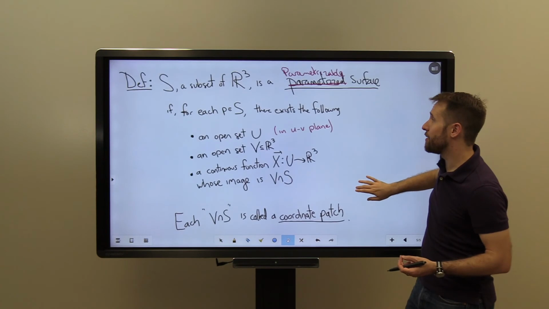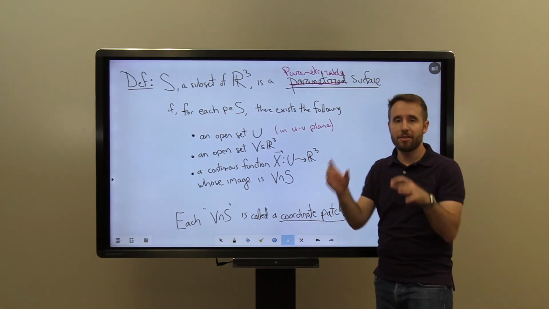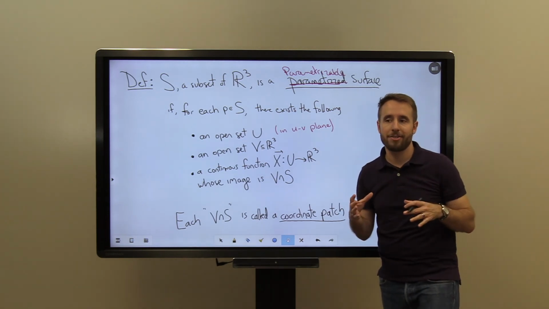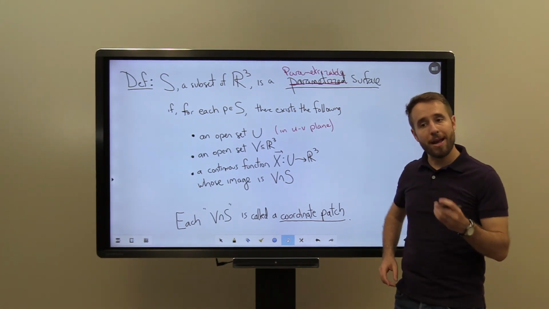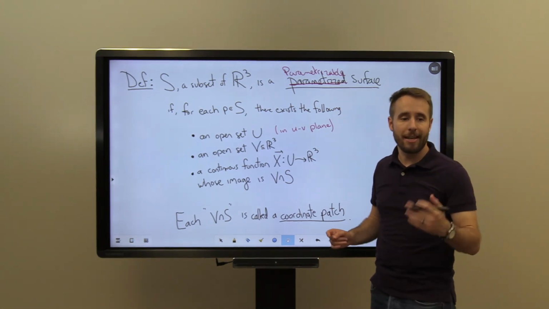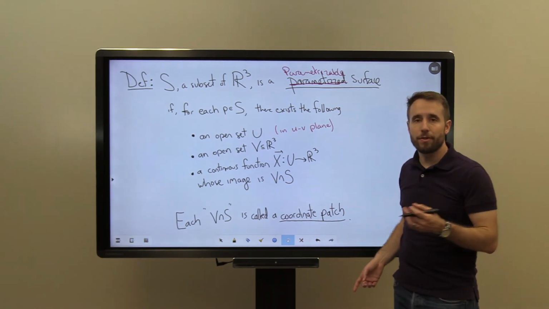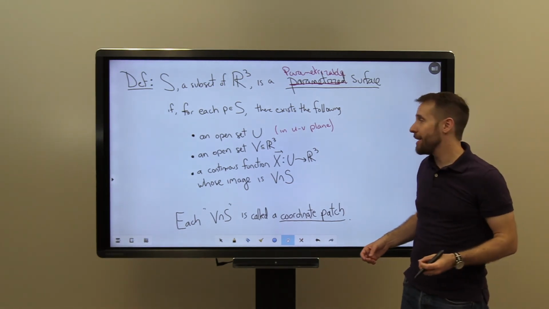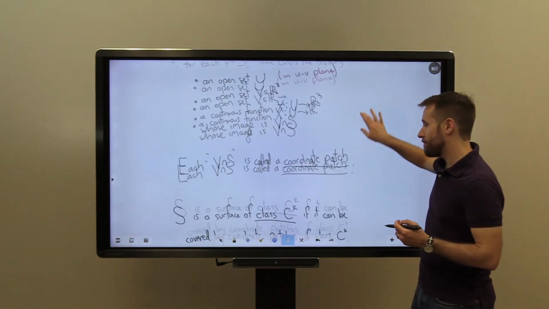Cool. And so the final thing that I'll say in this moment is, again, we're going to call each of the individual pieces a coordinate patch. So it's perhaps most easily said that a surface is parameterized or parameterizable if every point on the surface can be found in at least one coordinate patch. And each of those coordinate patches are parameterized by these parameterizations, these x sub i's.